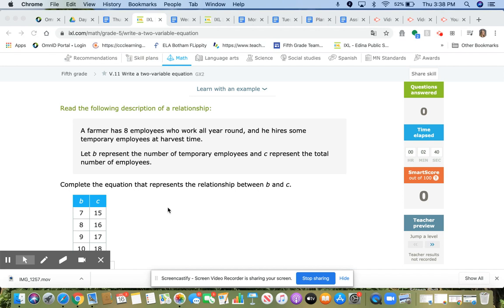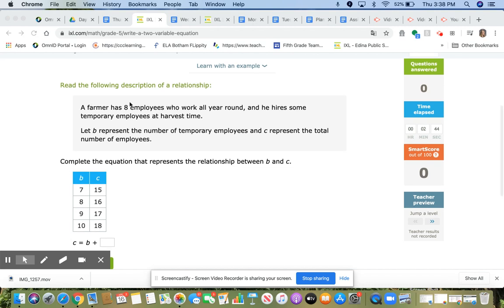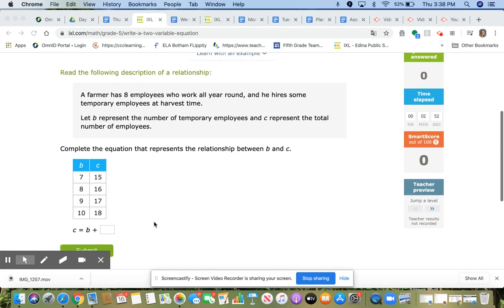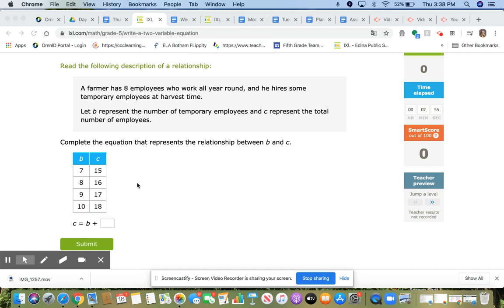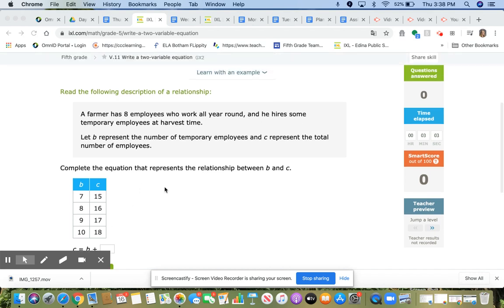So to start, you're always going to have three parts of these exercises. You're going to have a description of a relationship, a table, and an equation to fill in. Now we're going to go through it, and you're going to see it's easier than it looks. So our end goal is to figure out what the rule is. What do you do down here that matches the table and the relationship? We're going to start at the top.